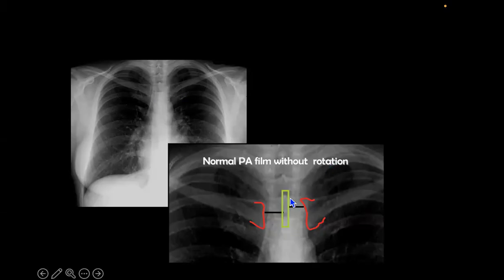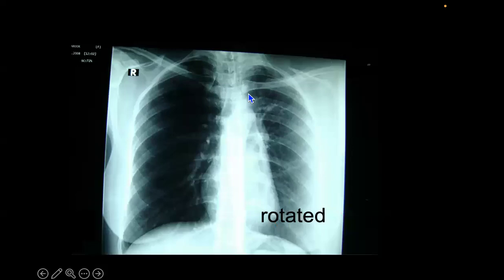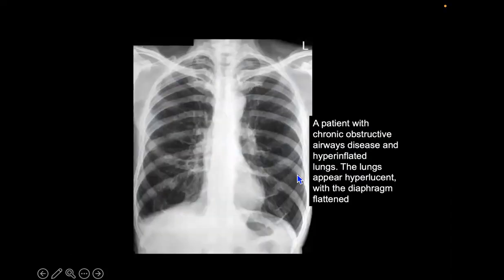So it gives you a false impression of mediastinal widening. This is the spinous process of a thoracic spine vertebra, and this is a medial end of the clavicle, and this is our other medial end of the clavicle. They should be equidistant anyway. This is a rotation. Here you see this medial end and that medial end, and the distance is not equidistant at all. So this is a rotated radiograph, and usually it gives you very false impressions and very false interpretations.